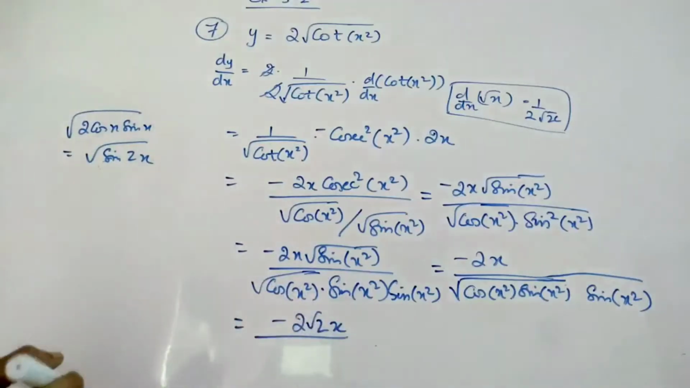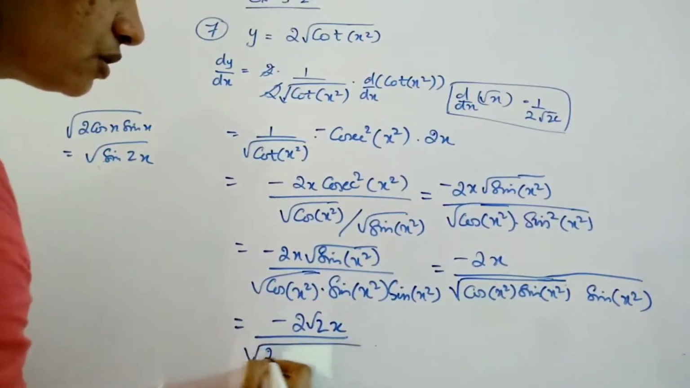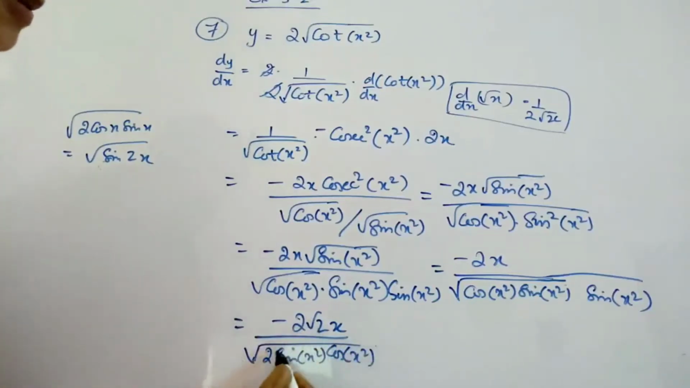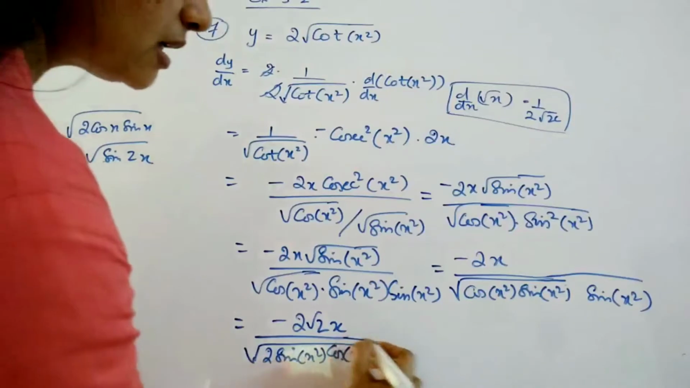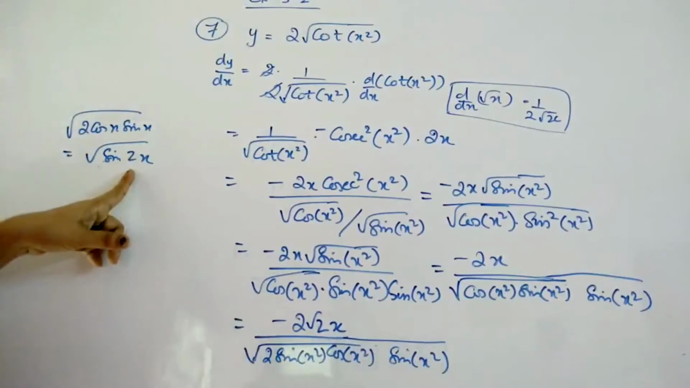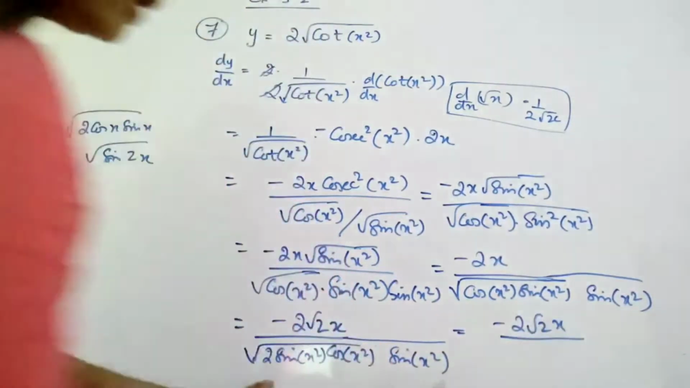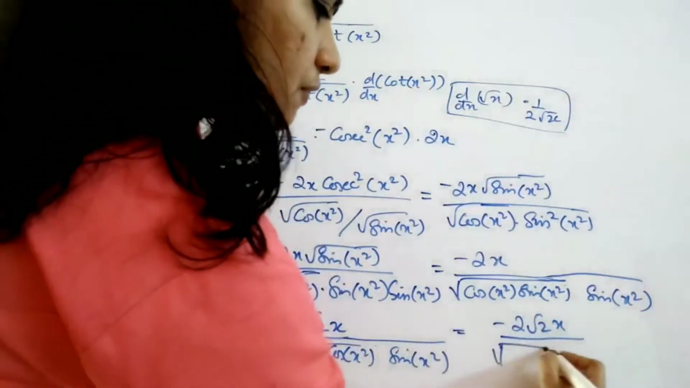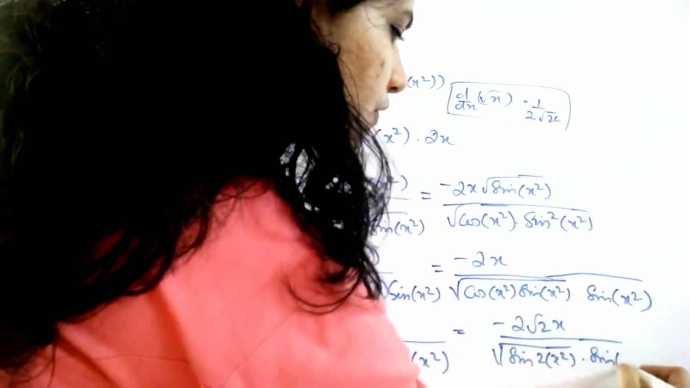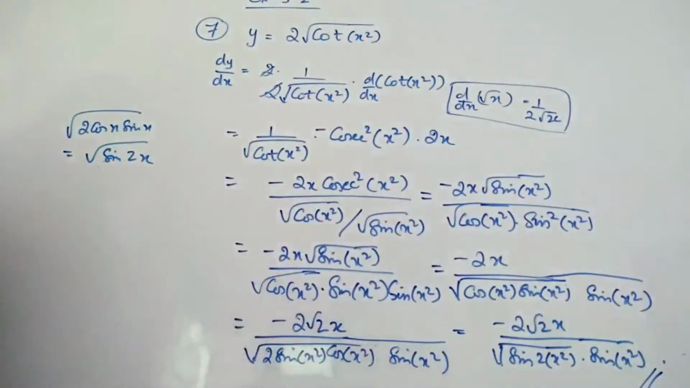So this will become 2 root 2x divided by, here this term will become root of 2 sine of x square cos of x square. So root 2 I have substituted in the numerator as well as the denominator, and the remaining term is your sine of x square outside the root, and this will become sine 2 of the angle which is here, that is minus 2 root x divided by root of sine 2 of x square into sine of x square. Okay, clear?